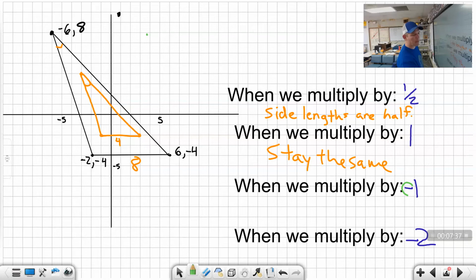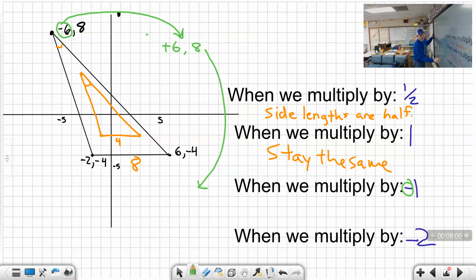What happens if we multiply it by a negative 1? Do you remember last week when we multiplied by a negative 1? We were focusing on flip, and we would multiply this negative 6, and it would become a positive 6. And then we would take that positive 8, and we flip it down here to be a negative 8. So if we multiply by a negative 1, I want you to notice what happens to my shape.